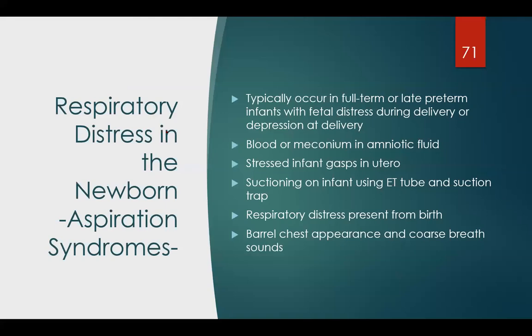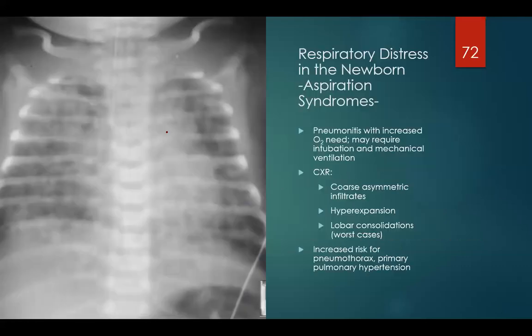All right, aspiration syndromes can also happen with respiratory distress of the newborn, typically occurring in full-term infants or late preterm infants. They may aspirate blood or meconium in the amniotic fluid. They can be stressed and an infant will gasp in utero, causing them to aspirate meconium into their lung tissue. This is a bad thing because meconium is nasty poop, basically, and they just sucked it into their lungs. This can cause a bad, bad problem. They may have a barrel chest appearance and coarse breath sounds. You want to get your specialist involved right away.